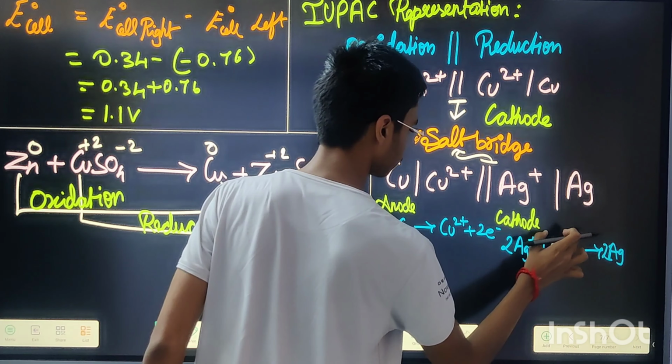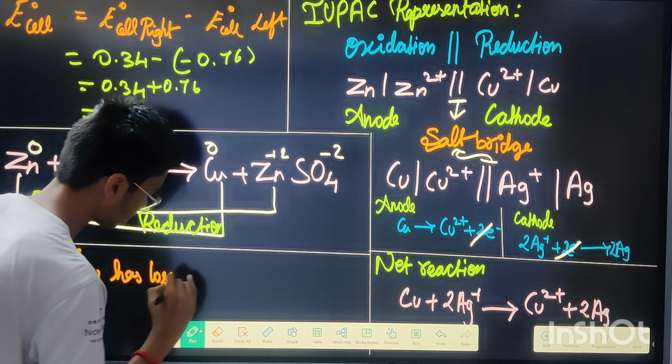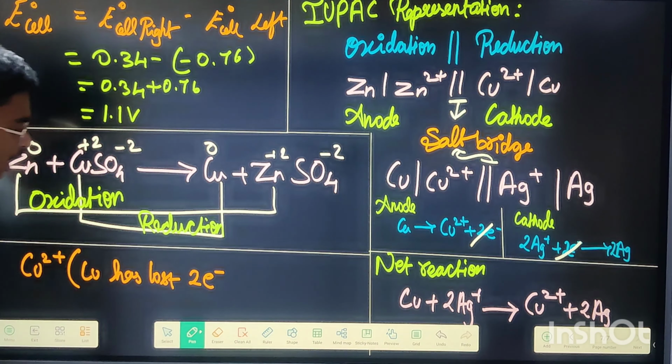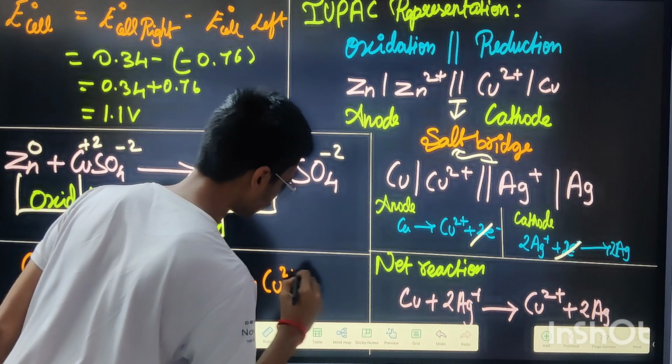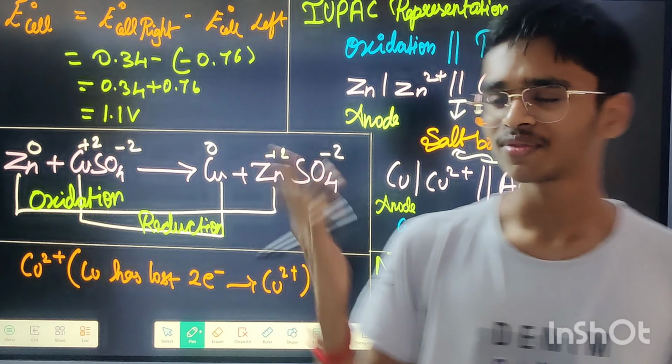One of the most important things that I forgot to say is very basic, that is why I didn't say it. I thought all of you would have known. Cu2+ means this copper has lost 2 electrons. Only then will it be converted to Cu2+. Very basic thing from our class 9th, even 7th, 8th, I don't know from when we have been reading it.